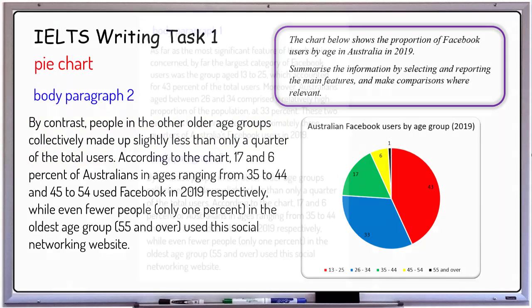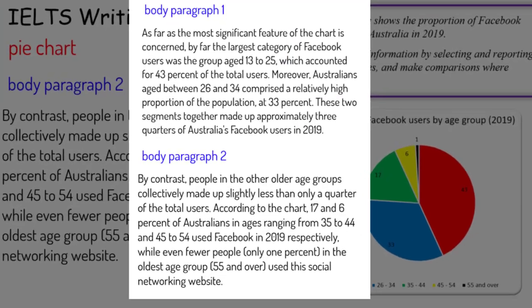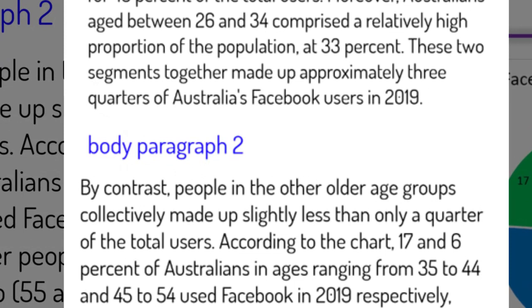I believe these two body paragraphs are logically and meaningfully connected. That's because, firstly, the cohesive device, by contrast, has helped to introduce a comparison. And secondly, the information presented in the final sentence of the first body paragraph and the supporting information given in the initial sentence of the second body paragraph are organized as a coherent whole.